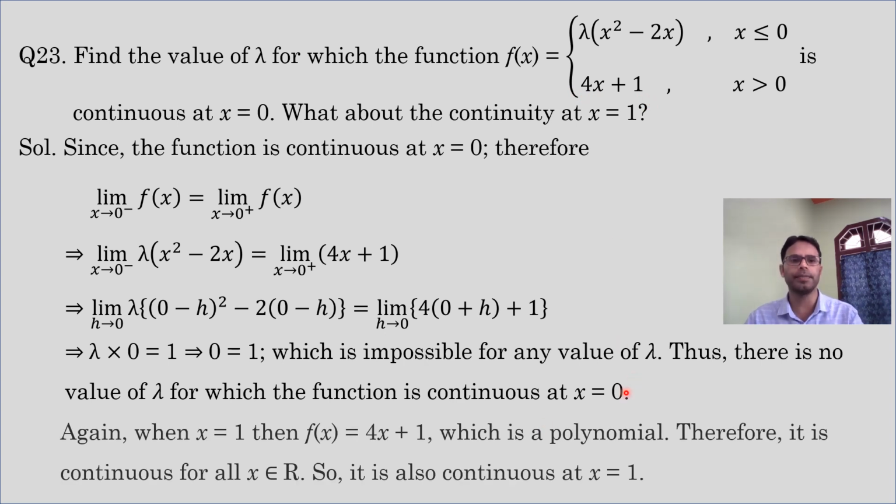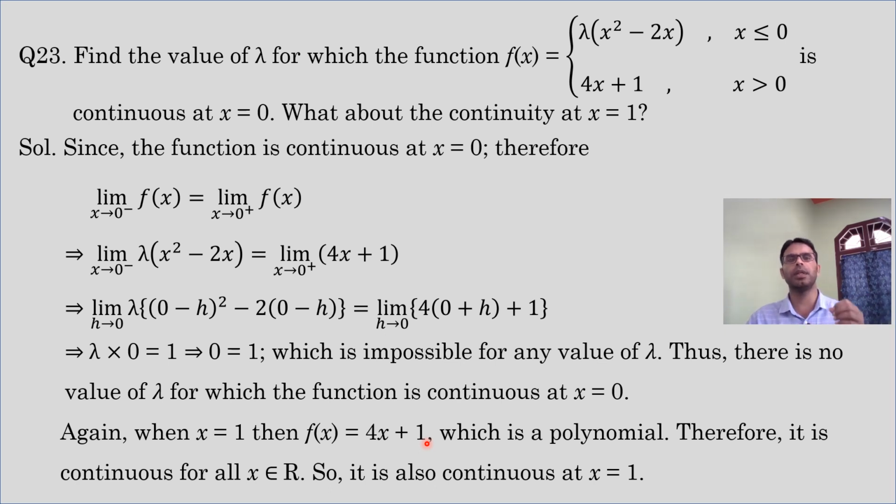So we write that line. Again, when x is equal to 1, then f(x) is equal to 4x plus 1. And 4x plus 1 is a polynomial function. And we know that any polynomial function is continuous everywhere. So it is continuous everywhere, meaning continuous in R.